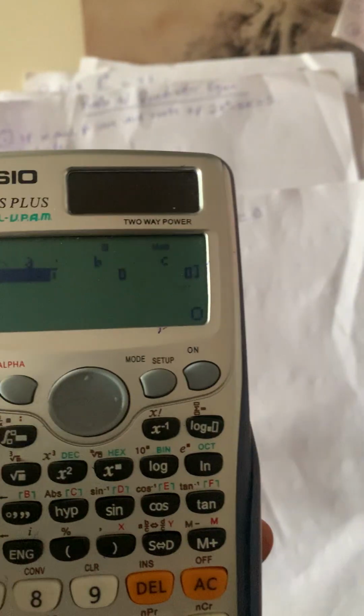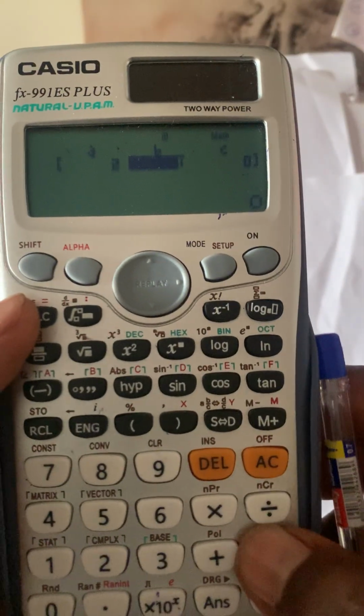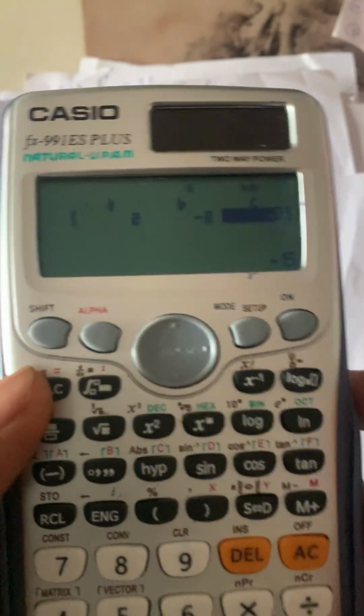If I press it, it will ask me what a is, the coefficient of the first term. A is the number beside the x squared, so my a in this case is 2. I will punch 2 and press equal to. It will ask me what my b is. In this case my b is minus 3. I'll press minus 3, press equal to. Then it will ask me c. C in this case is minus 5. I'll press minus 5, press equal to, then press equal to again.